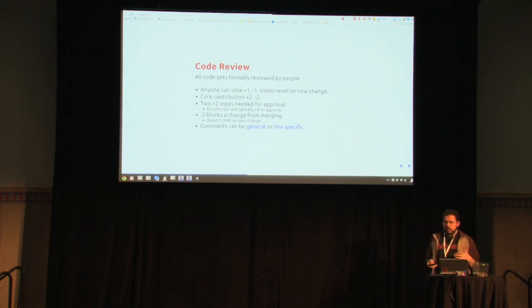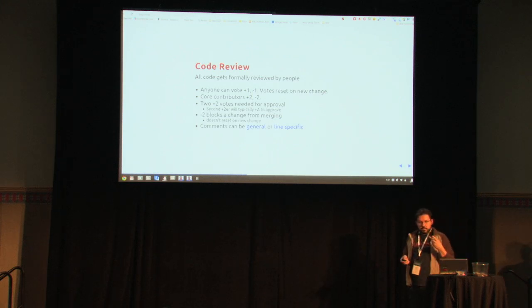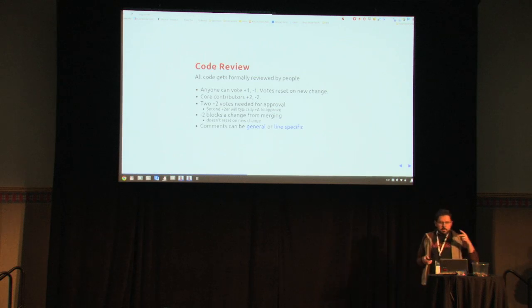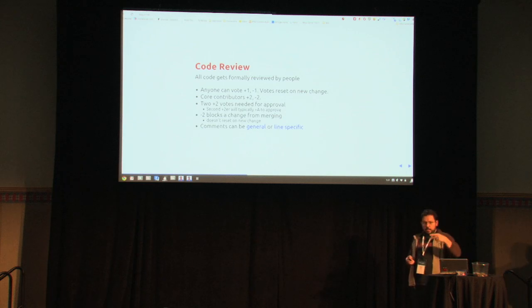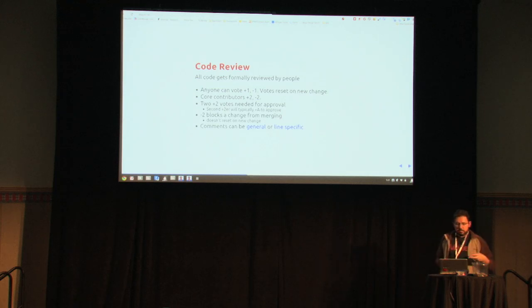Core contributors within each of the projects, and it's a separate bit for every project, get a plus two and a minus two vote. And so the formal policy for all projects in OpenStack is two plus twos are required to make any code go further, to actually approve. There's a separate approve bit that gets set, but usually the second person, the plus two code, does that.